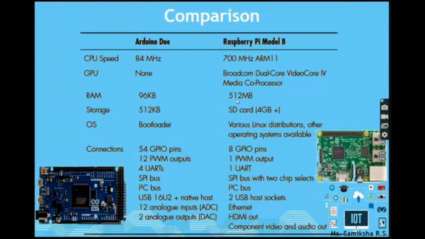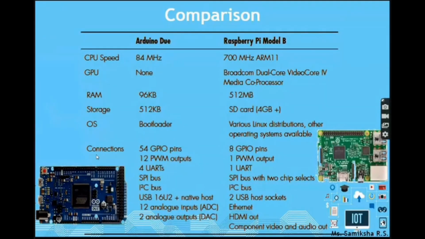Then we talk about the hardware connections. 54 GPIO pins are there in Arduino Due, whereas in the Raspberry Pi model B we have 8 GPIO pins. Then we talk about PWM. PWM is for the digital output that we get. There are 12 PWM output ports here, whereas in Raspberry Pi we have only one.